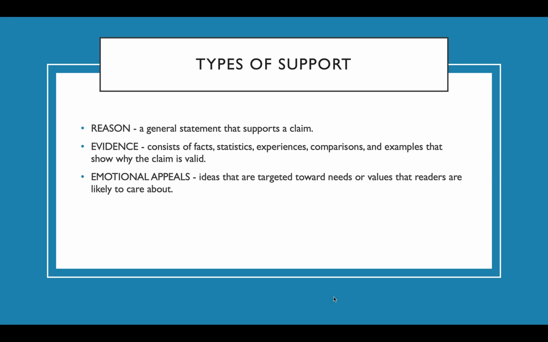There are different types of support that you can use to support an argument. You can use reason, a general statement that supports a claim. You can use evidence. These are things like facts, statistics, experiences, comparisons, and examples that show why a particular claim is valid. And you can also use emotional appeals. These are ideas that are targeted towards the needs or values that readers are likely to care about. For example, if I'm making an argument about why the government should provide free breakfast and lunch for all elementary school students, I might say something along the lines of, wouldn't you agree that we don't want any hungry children in our schools? That is an emotional appeal. It is me appealing to what I believe your values are going to be.